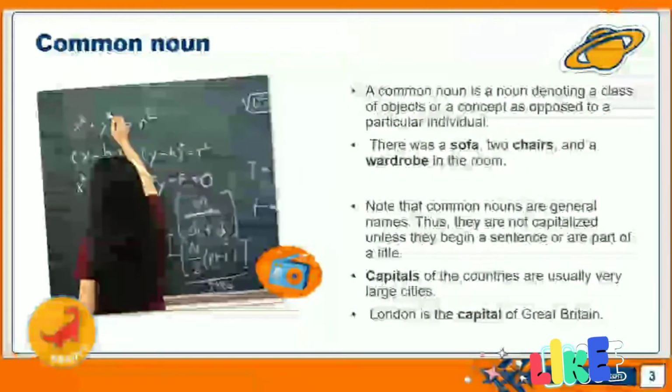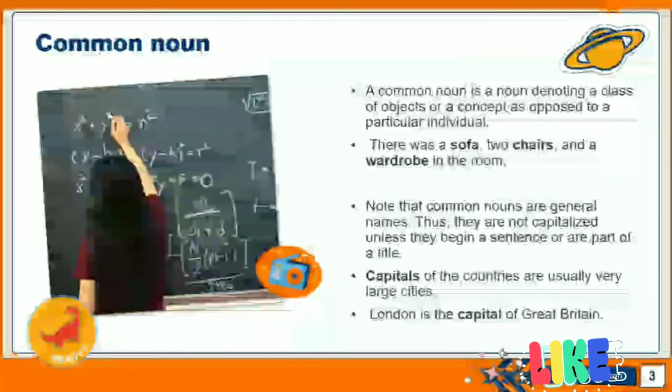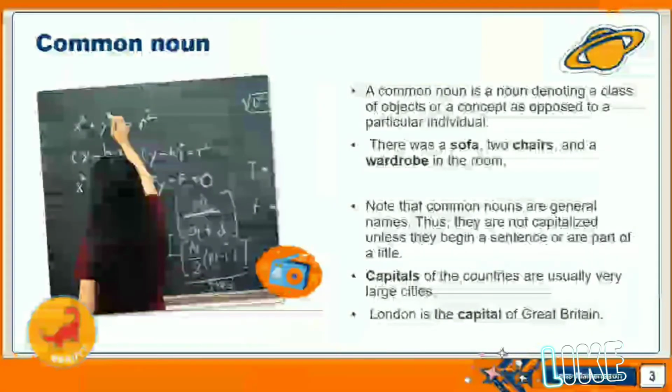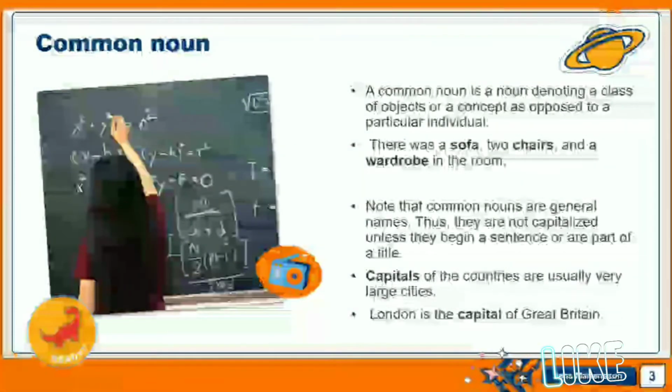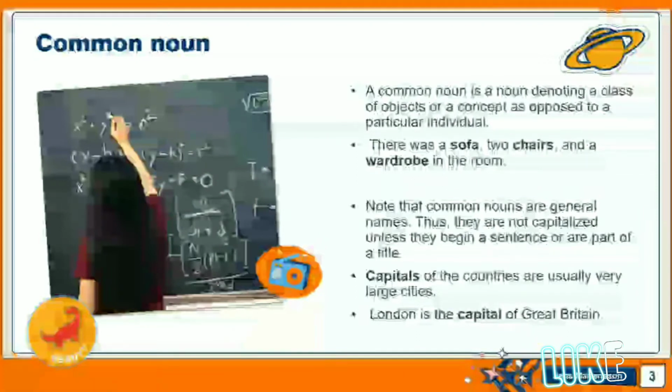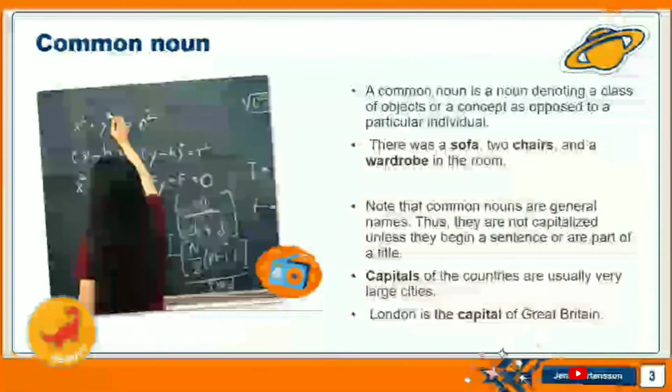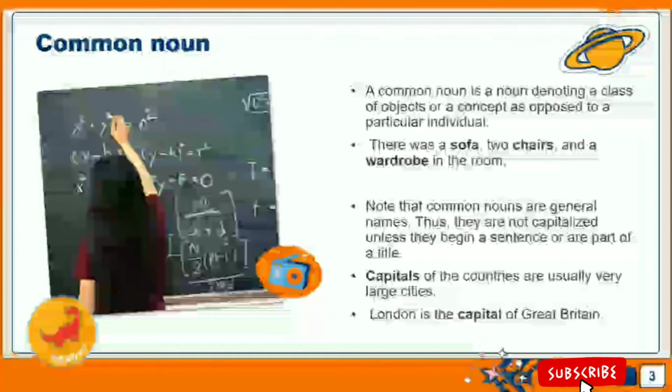Now, a common noun is a noun showing a class of objects or a concept as opposed to a particular individual. For example, there was a sofa, two chairs, and a wardrobe in the room. Note that the common nouns are general names. They are not capitalized unless they begin a sentence or are part of a title. For example, capitals of the countries are usually very large. The word capital is at the beginning of a sentence, so it is capitalized. And in the sentence, London is the capital of Great Britain, the word capital is not capitalized.